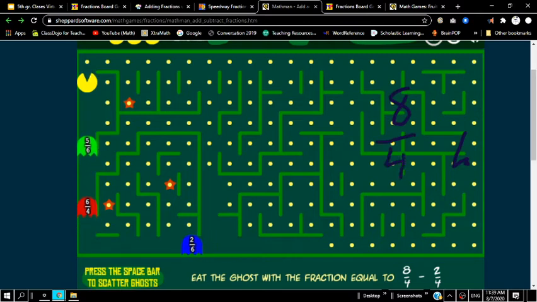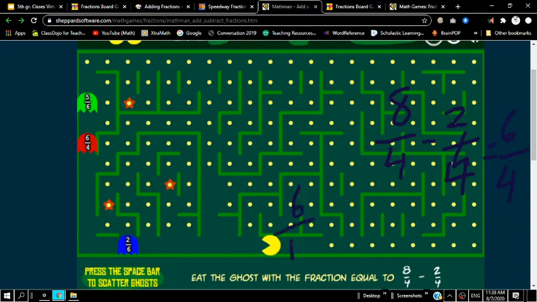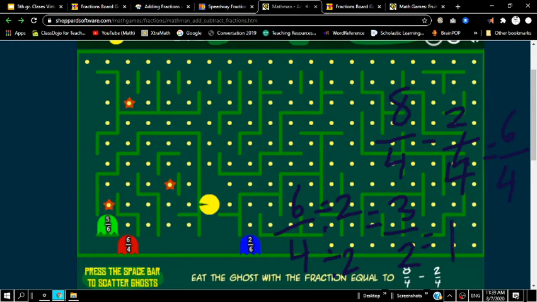8/4 minus 2/4 equals 6/4, which is the same thing if we divide both sides by 2. 6/4 divided by 2. 6 divided by 2 is 3, and 4 divided by 2 is 2. So it's the same thing as 3/2, which we can also change to 1 and 1/2, right? So we have equivalent fractions right here. All 3 of those are equivalent fractions.